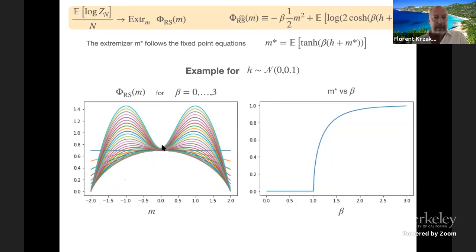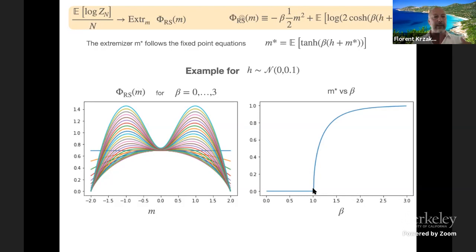See how it looks. It depends on beta. So when beta is very small, you have something like this. The maximum is at 0. When beta is larger, at some point, you start to see that there are maxima appearing here. And when beta is getting larger and larger, the maximum gets closer to 1. And in fact, this is where the maximizer m star is going. And this point, where you have a drastic non-analytic behavior, is called a phase transition. This is exactly the phase transition here.